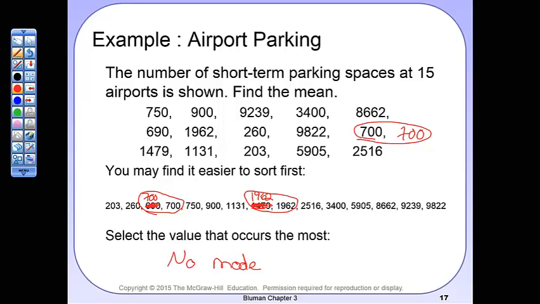So it all depends on what your data is giving you. Sometimes, again, you will have no mode. Sometimes you'll have one, two, or multiple modes.